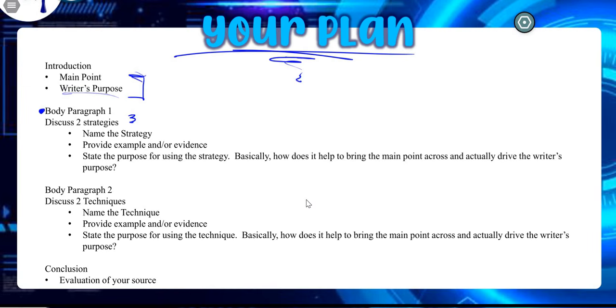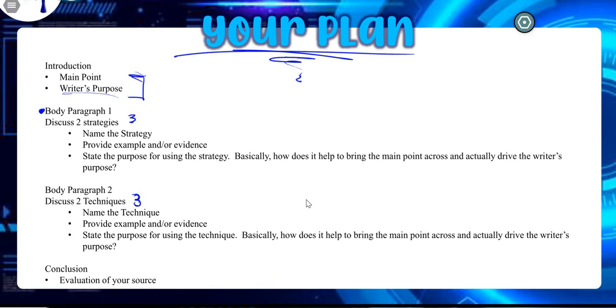So body paragraph 2 would have discussed the techniques, and there should have been 3 techniques. I think I had put 3 in the essay anyways. And what I would do, I would name the technique. So the technique that I would be naming would be like my topic statement, and then I would go into explaining it. So then I would provide evidence or an example where it was used in the extract that I was given, and then I would state the purpose for using the technique. And again, basically say how it helps to bring the main point across and drive the writer's purpose. And that's how I went about doing it.